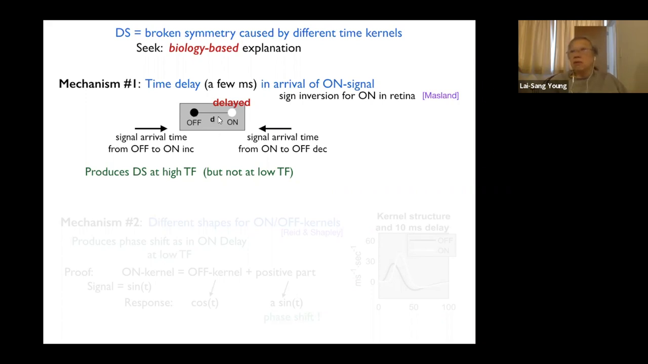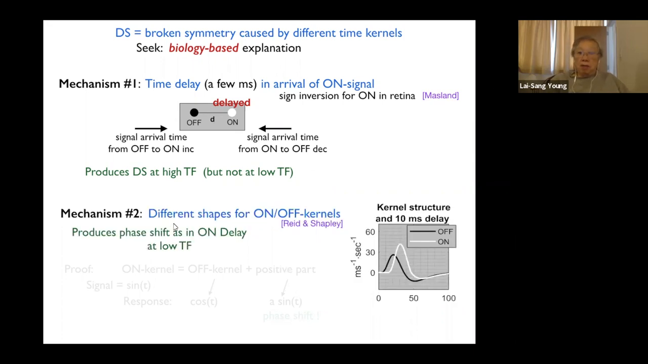But what if it's 250 milliseconds for it to go from here to there? 240 and 250 doesn't make a whole lot of difference. So this property explains direction selectivity at higher temporal frequencies, but not at low temporal frequencies, where experimentally it's known that there is direction selectivity. So it's not good enough.